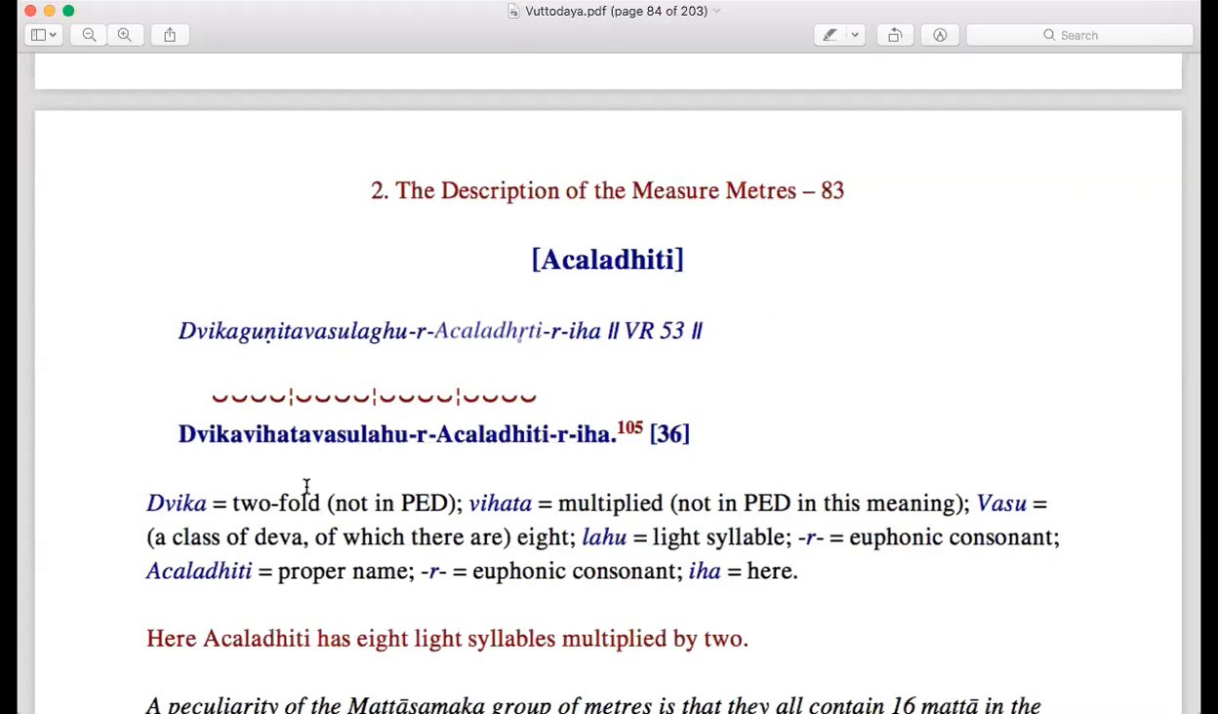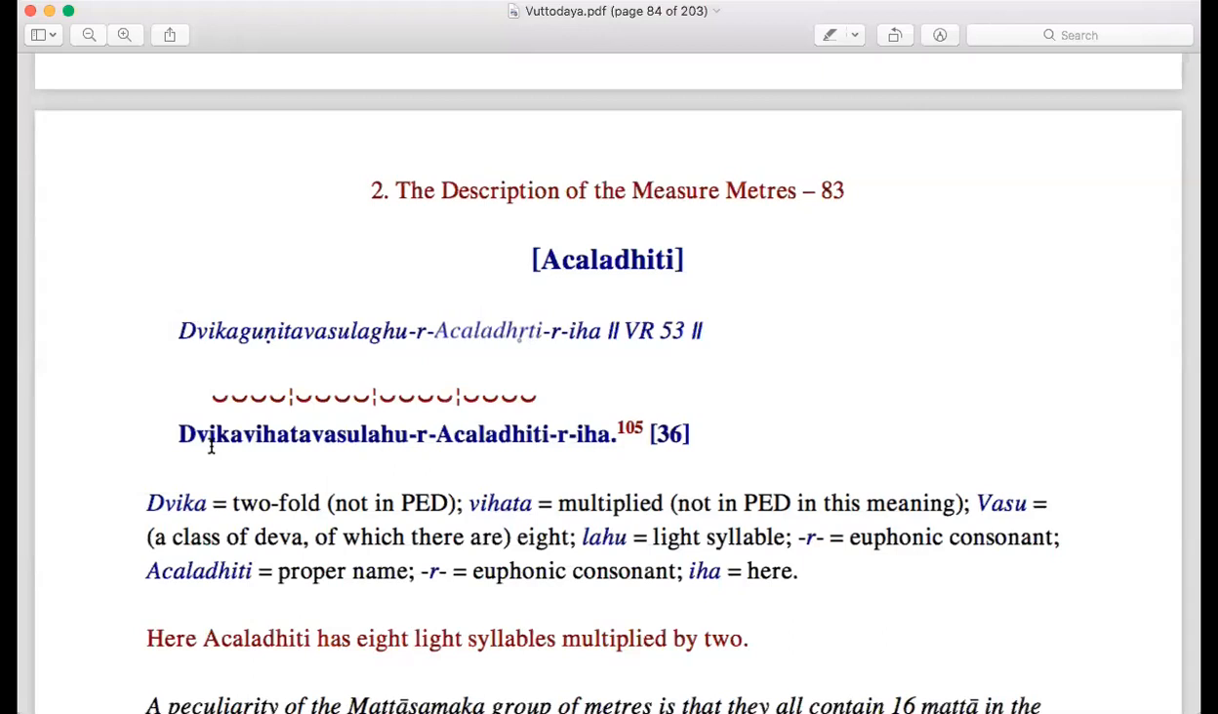Dvika means twofold. So it is dvinnang samuho dvikang, right? That means the collection of two is called dvika. The collection of two means two, because when you collect two things, there are only two. So dvika means twofold, or just two, or twice. We can translate it as twice also.